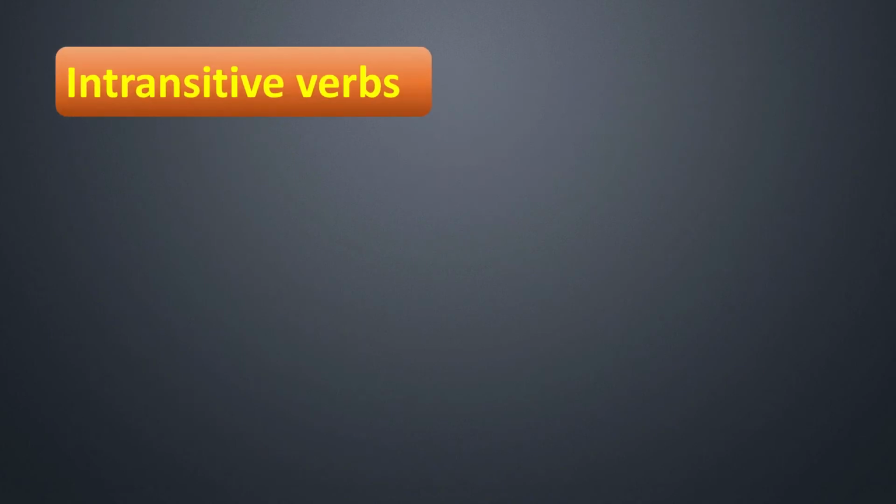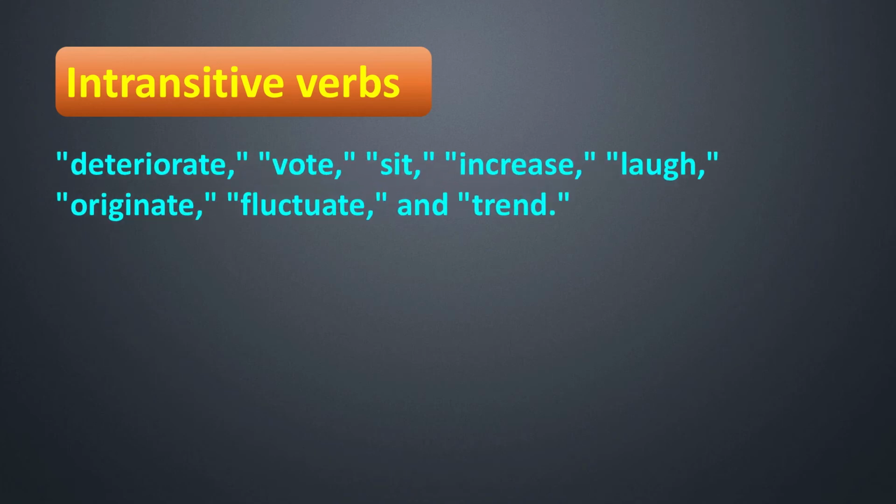Now let's speak about intransitive verbs. Okay, guys? Some other examples of intransitive verbs are deteriorate, vote, sit, increase, laugh, originate, fluctuate, and trend. These are examples of intransitive verbs. So, as I said to you, an intransitive verb doesn't take an object, right? It doesn't take an object.